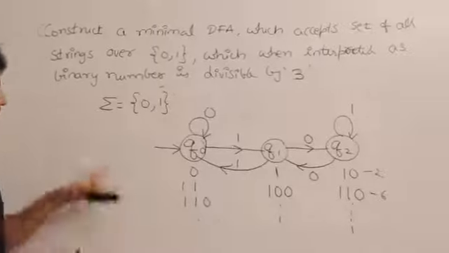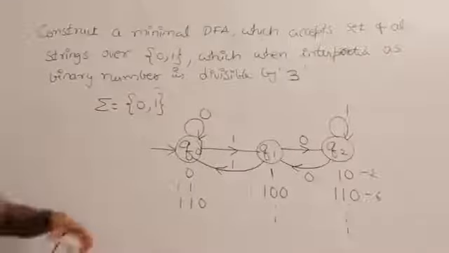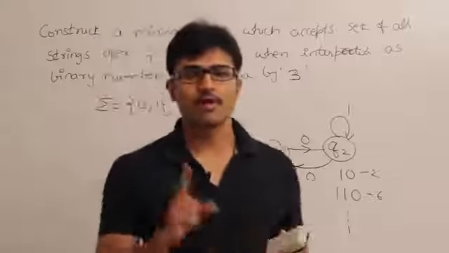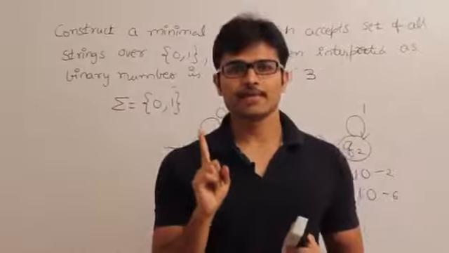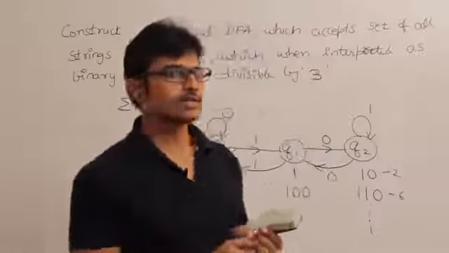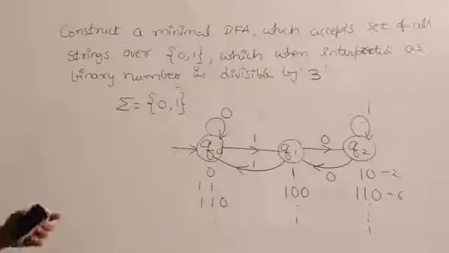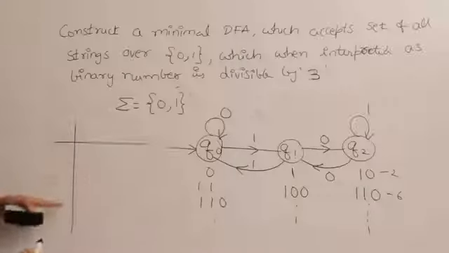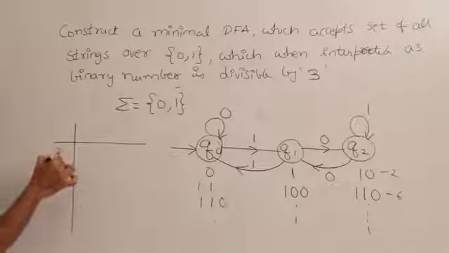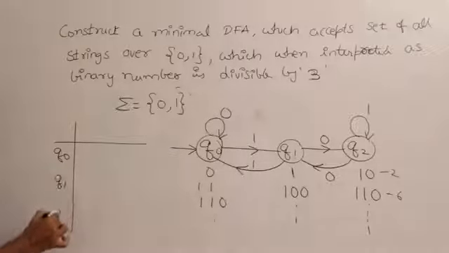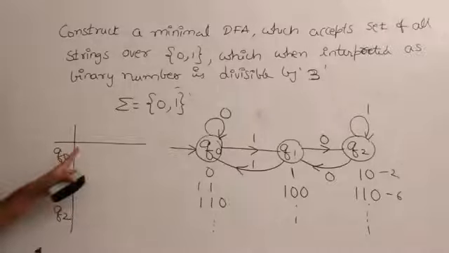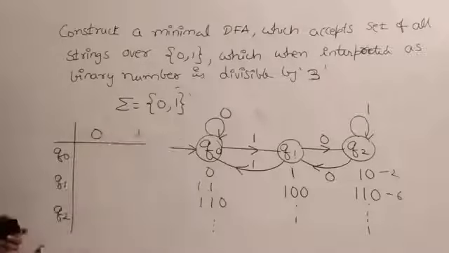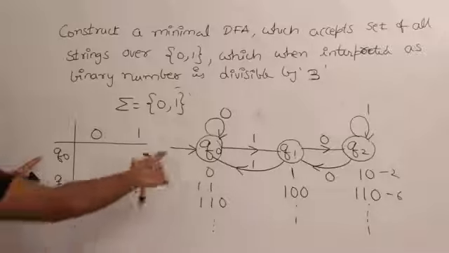Now let us draw the transition table for this diagram. This is called the transition diagram. There are two ways in which you can represent a finite automata. One is the state transition diagram, the other is the state transition table. So let's see how the table looks. Rows are nothing but the number of states. The states here are Q0, Q1 and Q2, and columns are nothing but the inputs 0, 1, and just fill all the transitions.